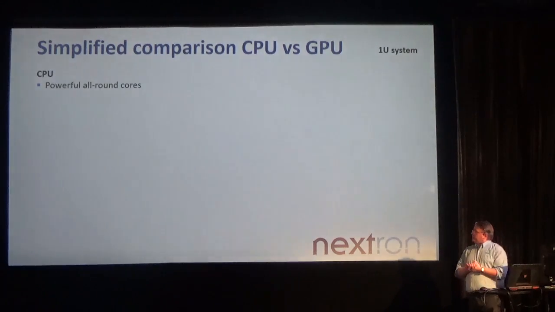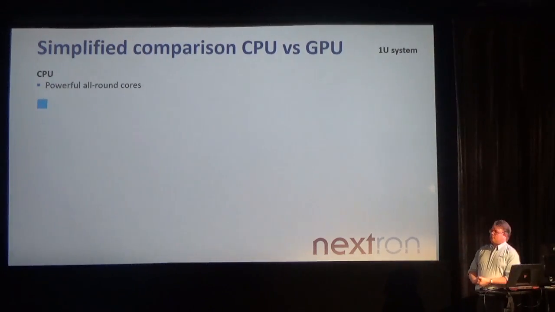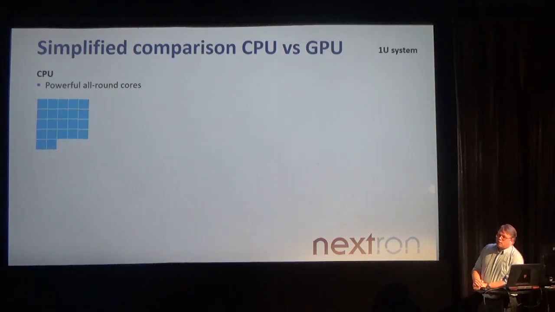Okay, here's the comparison. CPU, powerful all-round cores. That's one CPU core. It's blue because Intel is blue. And the biggest CPU for dual processor systems today has 22 cores. And why do I only look at dual processor systems? Well, that's because the multiprocessor, the 4-ways and the 8-ways, are very expensive. So comparing price versus what performance you get, dual processor is the most optimal from the CPU point of view.